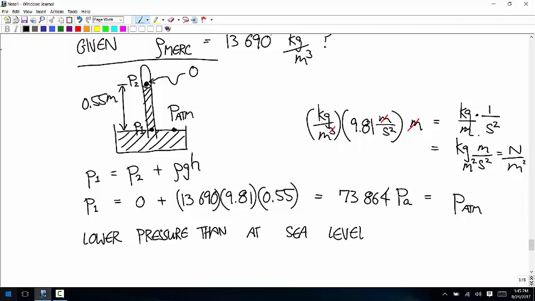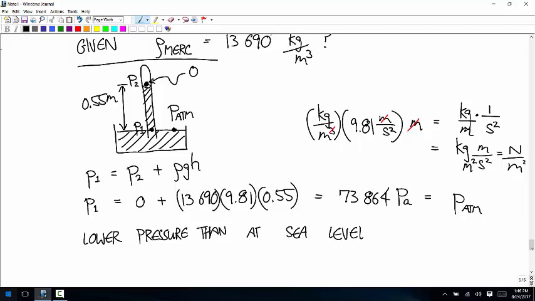By the way, that atmospheric pressure is not really that low. There are a lot of mountains where the atmospheric pressure is lower than that. But that's how you do the calculations with the barometer. Why don't we just stop there?